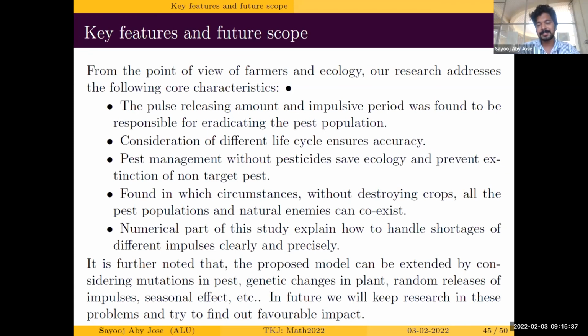In the numerical part we can see the time period also. In future we can extend these considerations to mutation of pests, genetic changes in plants, and random releases, because here I am considering impulsive release of controls at a particular time. Maybe we can use a random manner also, or change the equations to a stochastic manner. Further, we can develop this model with different aspects like fractional differential equations, and understand the different dynamics of that also.